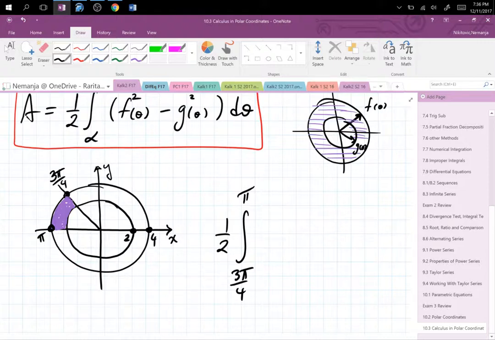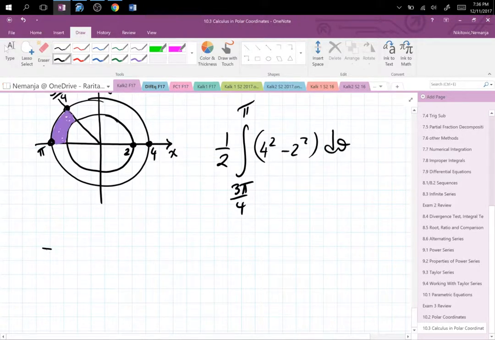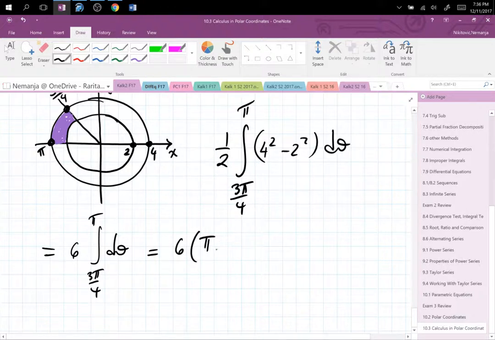All right. So 4 squared minus 2 squared d theta. 4 squared, that's 16 minus 4, 12 divided by 6. Integral d theta, 3 pi over 4 and a pi, which is just 6 times pi minus 3 pi over 4, which is pi over 4, which is 3 pi over 2. I hope you can fill in the blanks.